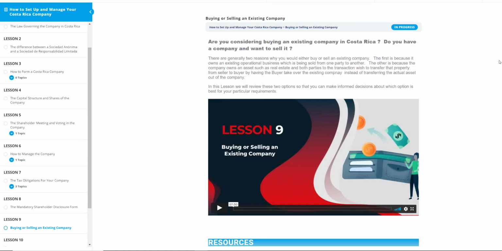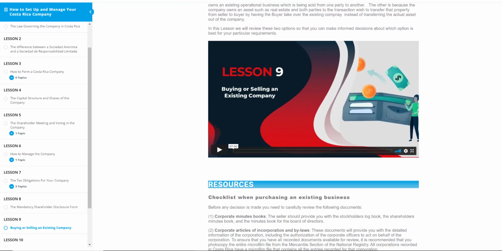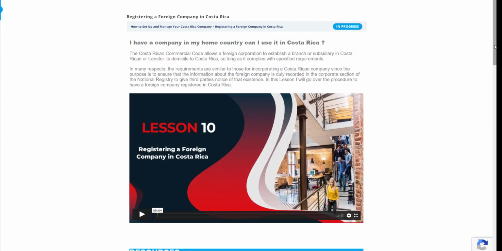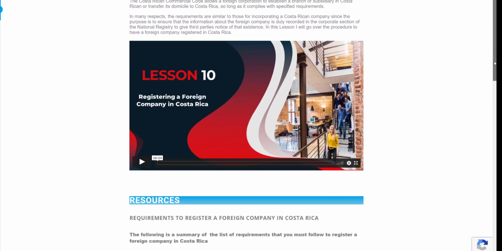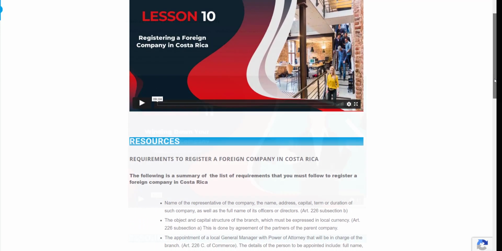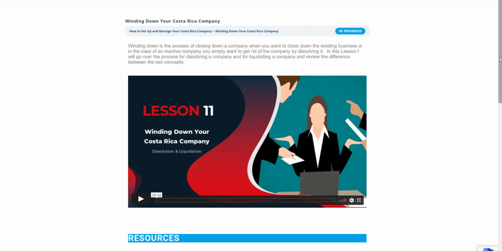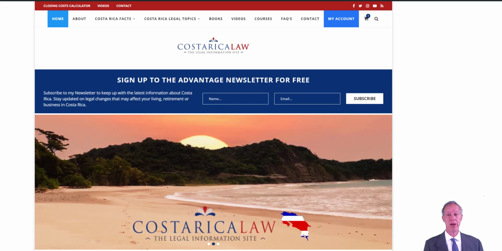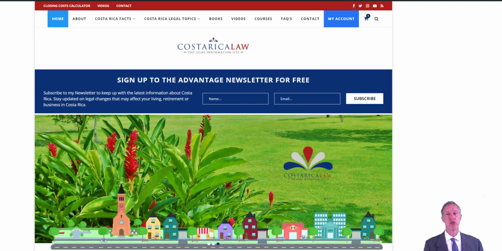In Lesson 9, we'll go over the procedures required if you are going to sell or buy an existing Costa Rican company. In Lesson 10, we'll go over the procedure required in order to have a foreign company, a non-Costa Rican company, registered in Costa Rica to be able to use it in country. In Lesson 11, we'll talk about how to get rid of your company, how to dissolve it, liquidate it if you no longer need the company. As you can see from this overview, we cover plenty of ground to ensure that you understand how to set up and manage your Costa Rica company.